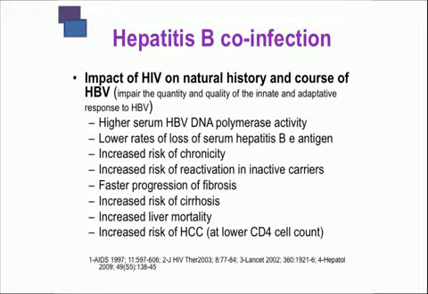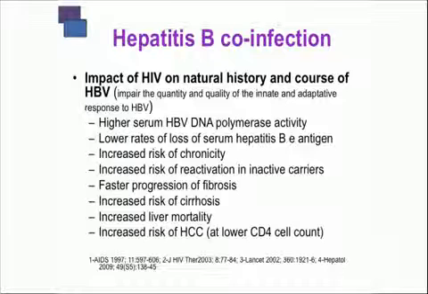So let's look at the real impact of HIV on the natural history of HBV. Of course, if a patient is very immunodepressed, there's no control over HBV. We understand that. So it's an impairment of the innate and adaptive response to the B virus. So what are the consequences? Higher serum levels of HBV DNA, lower rates of loss of these antigens, the E and the S antigens, less seroconversions, so an increased risk of chronicity.